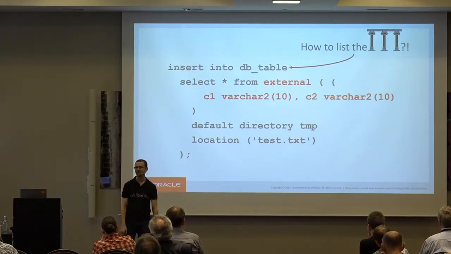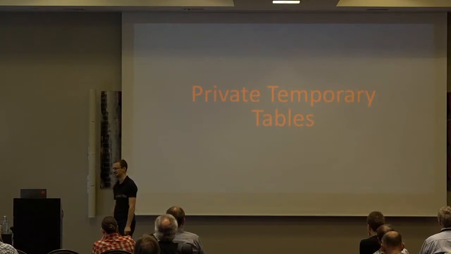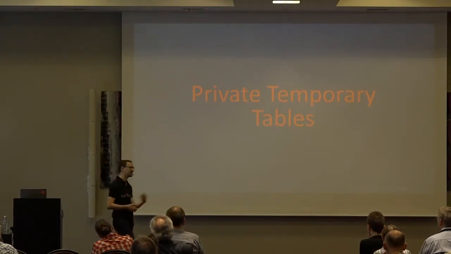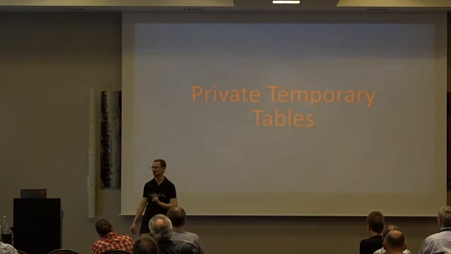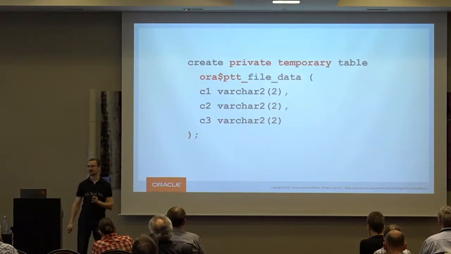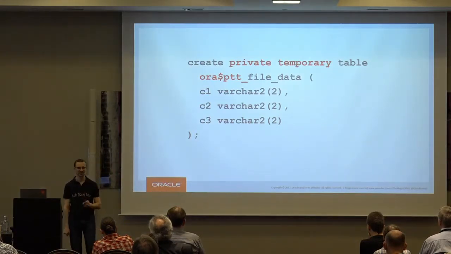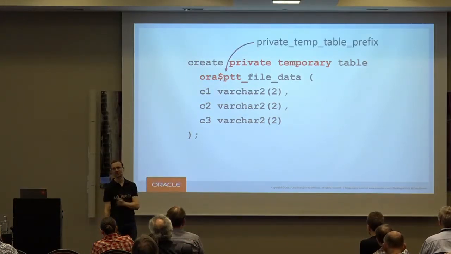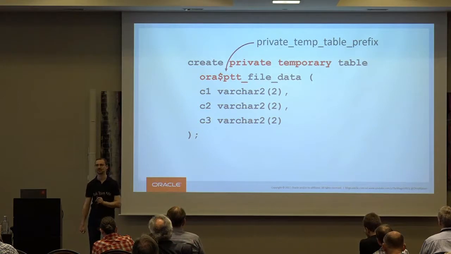Well, there's another new thing we can do in 18c, private temporary tables. So these extend the concept of global temporary tables. And they do this with this private temporary table syntax. And notice there's this lovely $PPT underscore prefix. You have to include that. And that must match whatever this parameter is set to, your private temp table prefix. That is how the database knows that this is a PTT.